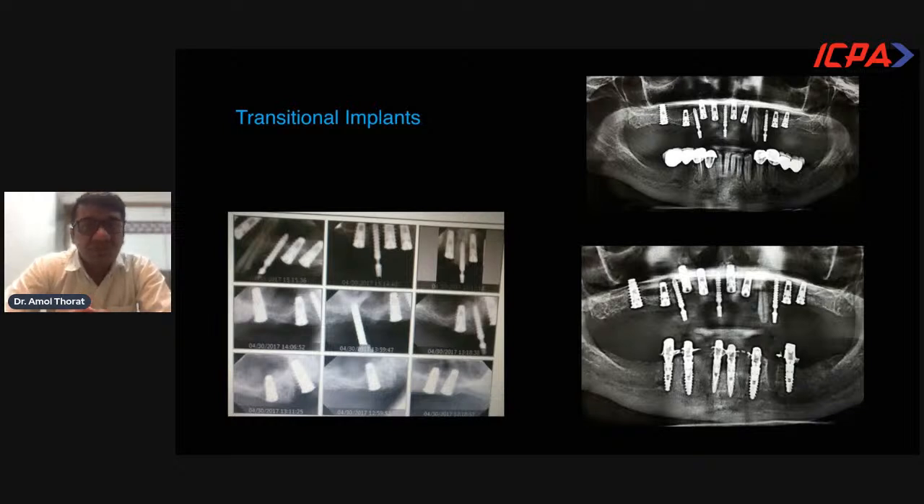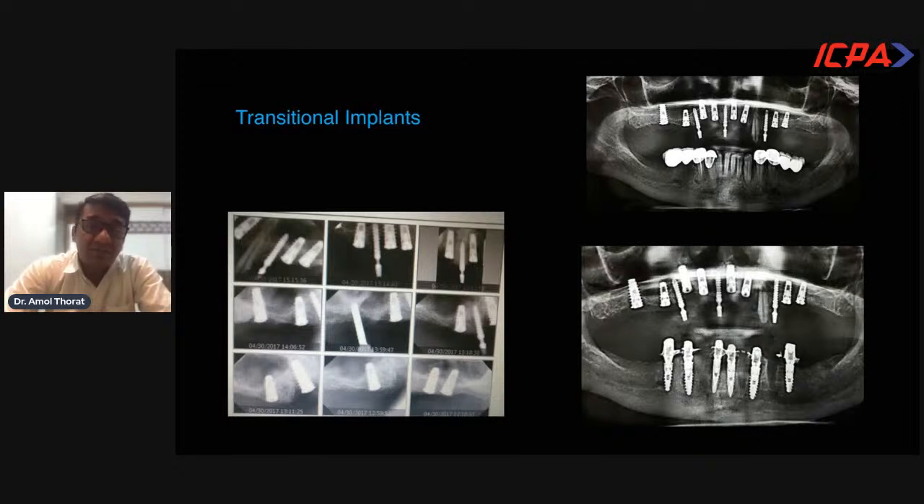So if I am submerging the implants and I have to give any kind of provisional restoration, I would use these transitional implants. They are a very, very good choice. They are one piece implants. The difference between normal one piece implants and these transitional implants is that the surface of these implants is not treated. That's the only difference. So they are basically machined screws, one piece, which go into the bone.